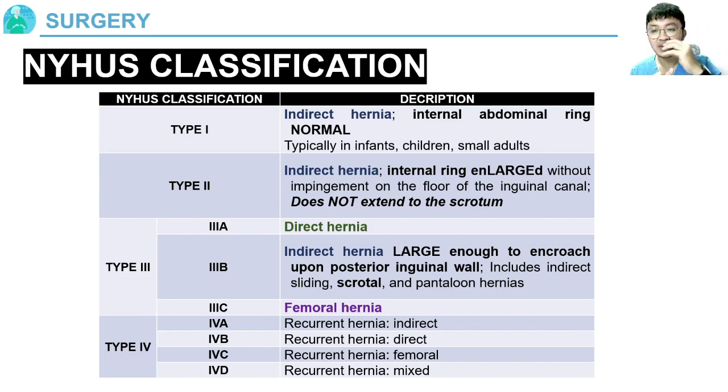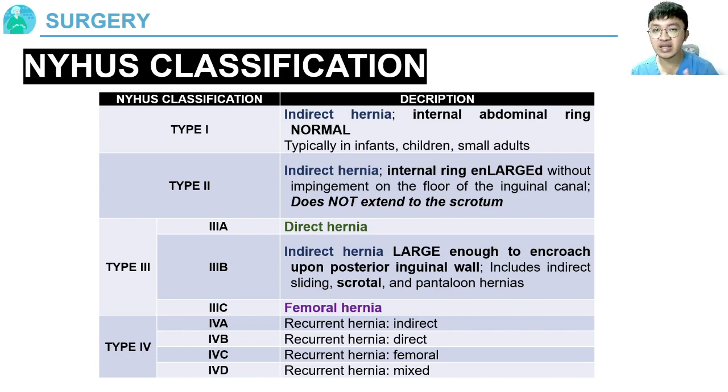Type 3B is when you have an indirect hernia with an enlarged ring and the abdominal contents can reach the scrotum. It's large enough to encroach upon the posterior inguinal wall. So this is your indirect hernia type 3B. 1, normal ring. 2, enlarged ring, no involvement of the scrotum. 3B, it's large, bowel or omentum are already reaching up until the scrotum. 3A is direct. 3C is femoral. So you must skip 3A there a bit.